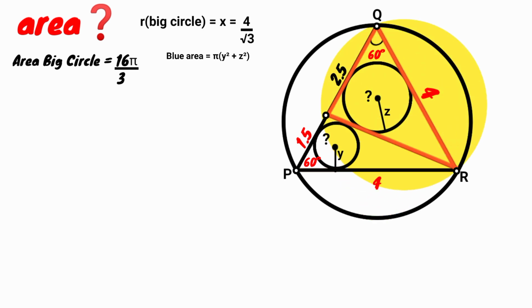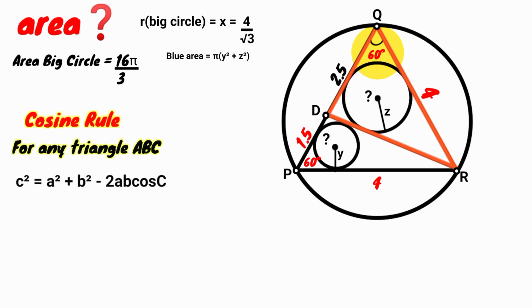Now come to this triangle. Call this point D. So it be triangle DQR. Since we have the length of this side to be 2.5 and this 4, while the size of this angle is 60 degrees, we use the cosine rule to find the length of this side. By the cosine rule we know for any triangle ABC, c squared equal to a squared plus b squared minus 2ab cos C, where angle C is the angle facing side c. So if we let this side be c, this angle must be angle C.